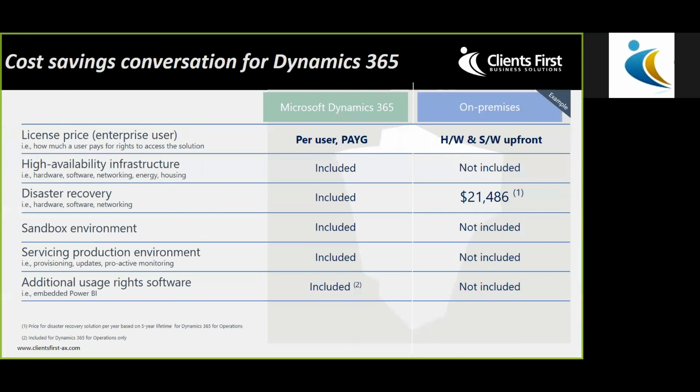Now, this particular screen just shows what's included and how the pricing works. In the Dynamics 365 SaaS model, you pay per user, and it depends on what kind of user. You have a high availability infrastructure: the hardware, the software, networking, all of that is included.